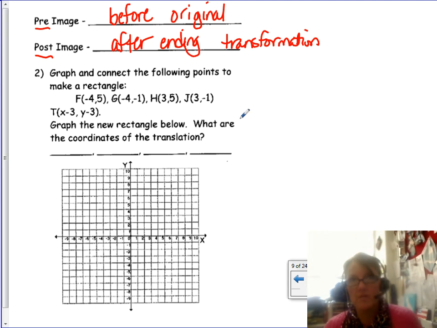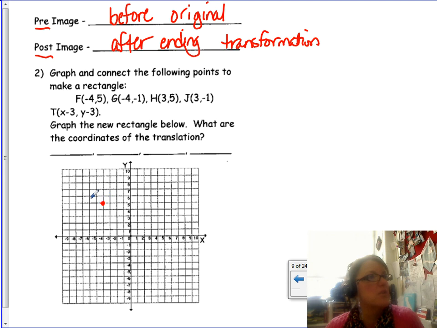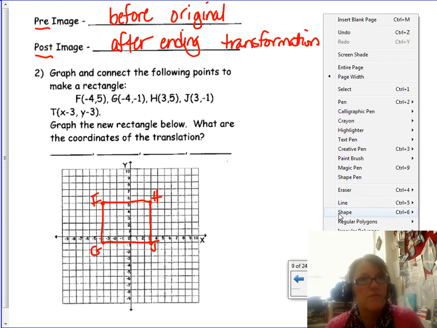Okay, let's do another one. Graph and connect the following points to make this rectangle. F, G, H, and J. All right, go ahead and pause the video and graph this and then start it up again and see what you come up with and see if it matches mine. Here's F, here's G, here's H, and here is J. Makes a nice little rectangle here, okay? That's your pre-image.